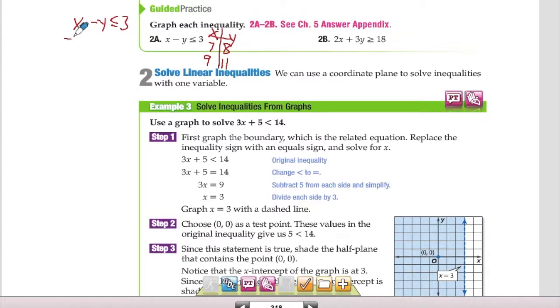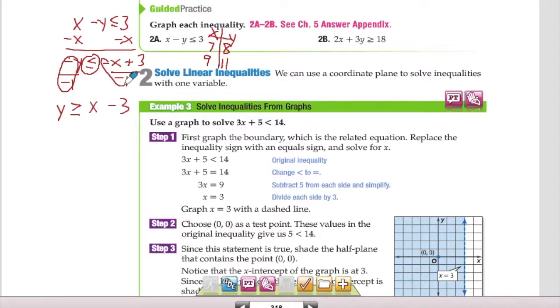Subtract x, negative y is less than or equal to negative x plus 3. And when we divide by a negative 1, we get y is greater than or equal to x minus 3. A couple things to pay attention to. Since we divided by a negative here, the inequality sign flips. A negative divided by a negative is a positive, and we also have to take the 3 divided by negative 1 as well.